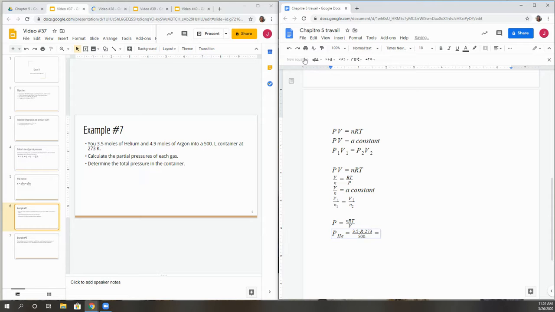And I round it to my lower number of sig figs. Then I do the same thing for argon. You're always going to have the same other factors, your same temperature, your same volume, because the assumption is that all of these things are in the same container. Right, so that's my answers to A. And then the total pressure in the container is just the sum of the individual components. Round it to the proper number of sig figs.